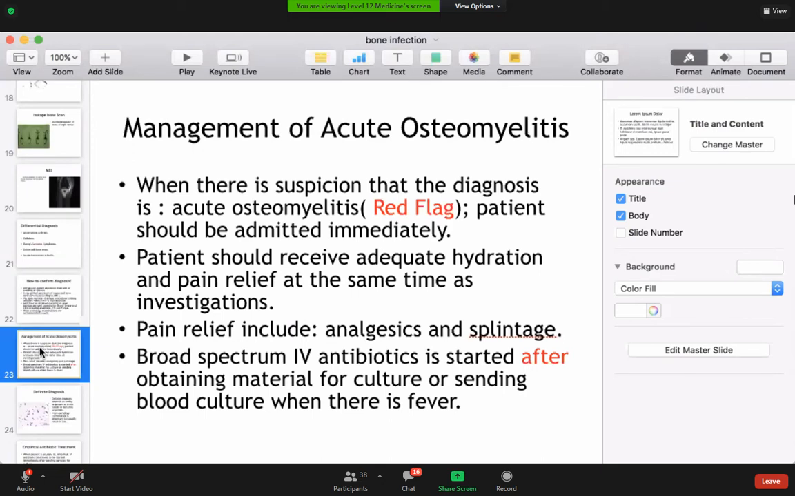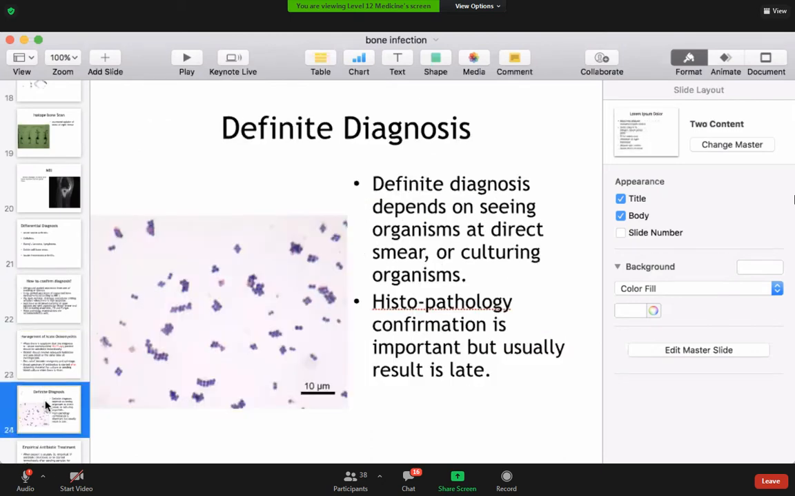So once you diagnose a patient with osteomyelitis, they should be admitted, given adequate hydration, pain relief. Broad spectrum antibiotics are started after obtaining material for culture or sending blood cultures when there is fever, because you don't want to give antibiotics before obtaining a sample, since the bacteria might be masked by the antibiotics that the patient just received. Histopathology is very important to confirm the diagnosis.